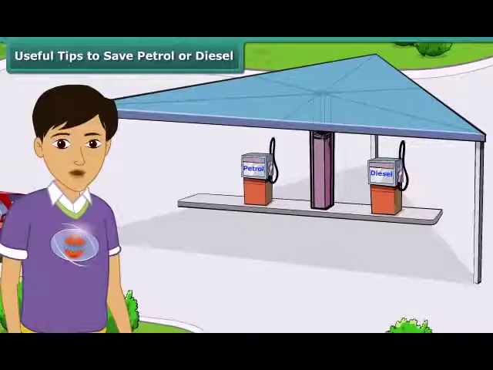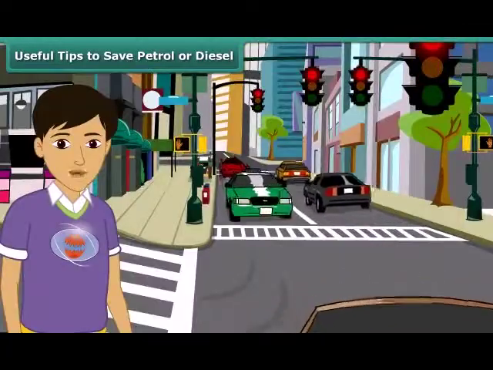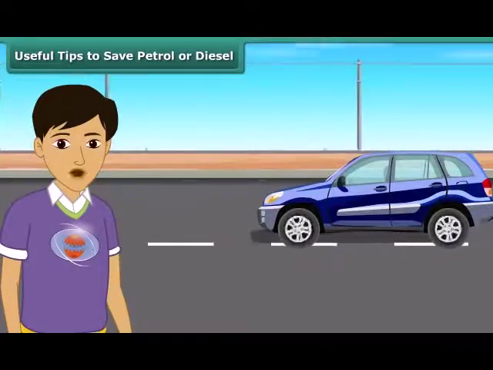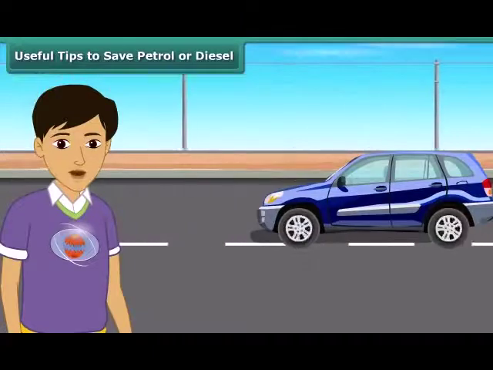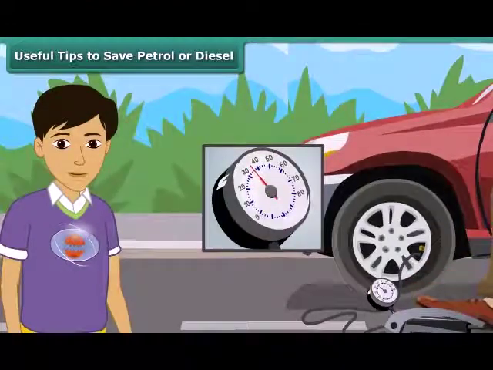Friends, as we know, petrol and diesel are exhaustible resources, that is, the amount of them in nature is limited and will deplete one day, so it is important to use these resources carefully. Here are a few useful tips as advised by the Petroleum Conservation Research Association, PCRA. 1. We should switch off the engine at traffic lights or traffic jams. 2. Drive at a constant and moderate speed as far as possible. 3. We should also ensure regular maintenance of the vehicle and correct air pressure in tires.